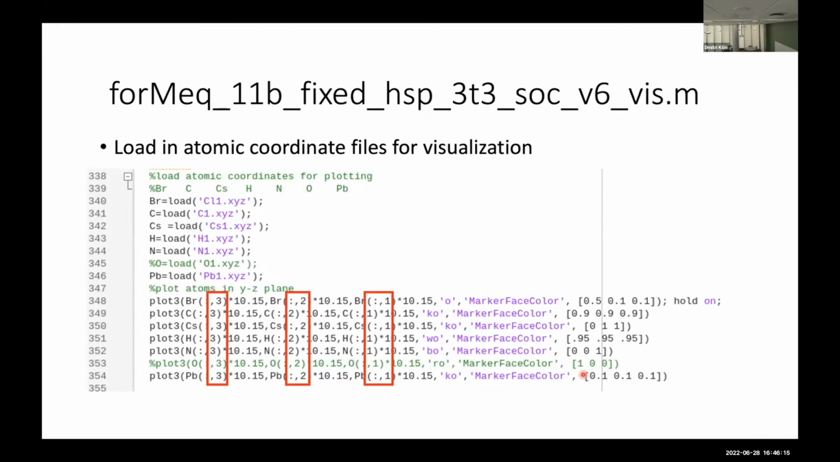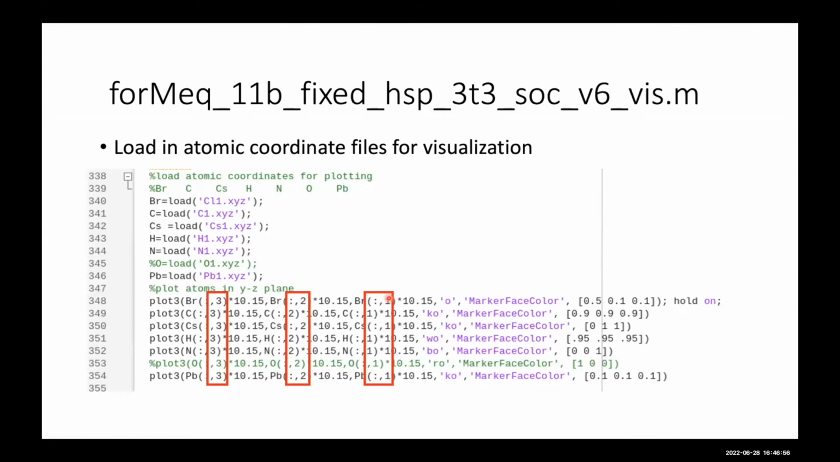So then we need to load in our atom coordinate files. So this is all the .xyz's that we generated. So you see in here, we have them where they load, and you notice that they all are atom symbol 1.xyz. So chlorine, carbon, cesium, hydrogen, nitrogen, lead. Another thing to note with where these red boxes are, depending on what plane you're looking at, you will have to change those numbers.